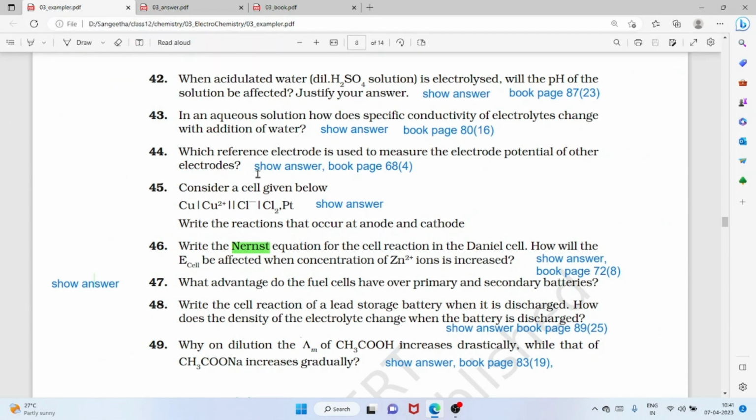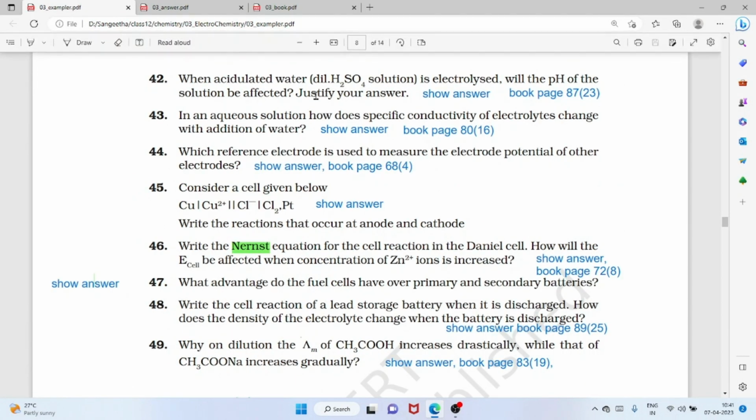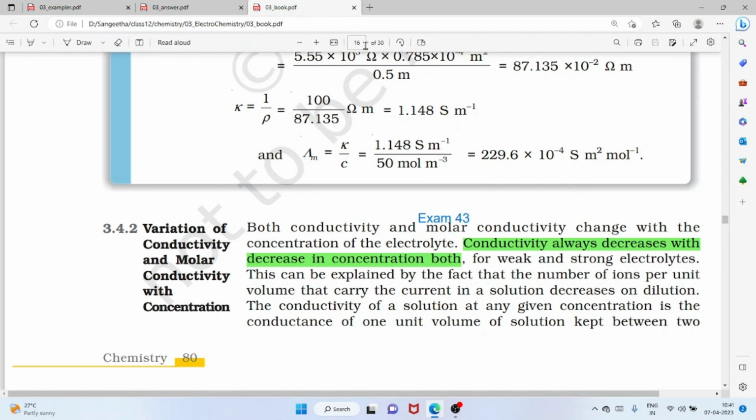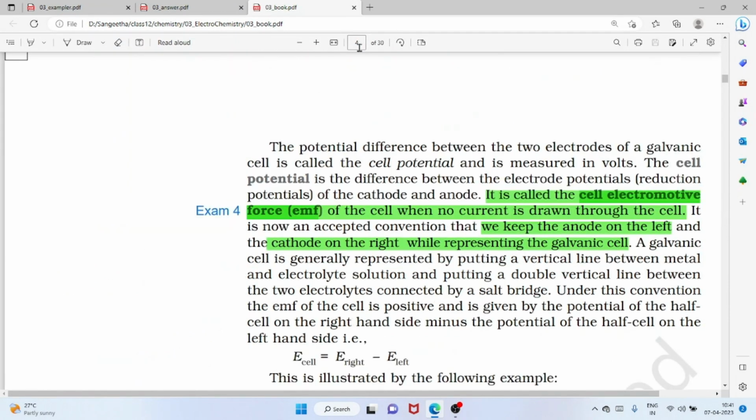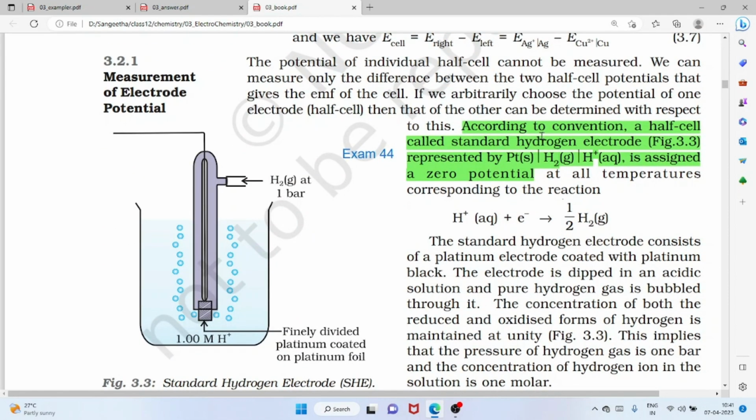Which reference electrode is used to measure the electric potential? The standard hydrogen electrode, SHE, is the reference electrode whose electrode potential is taken as 0. The electrode potential of other electrodes is measured with respect to this. So here this is zero potential and this is taken as reference.